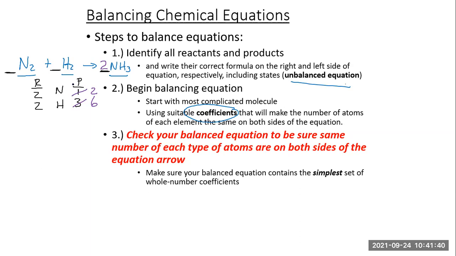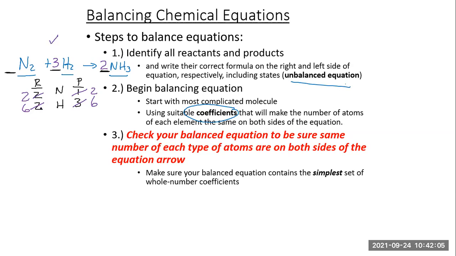So I can now easily go back to the other side of the equation here and see my nitrogens are now balanced. And I can simply fix my hydrogens by putting a 3 in front of the H2. That now gives me, again, 2 nitrogens. 3 times 2 is 6 hydrogens. This would be the balanced chemical equation at this point.